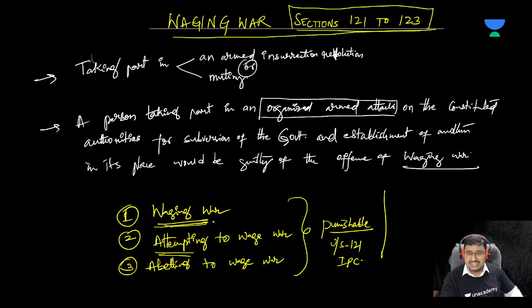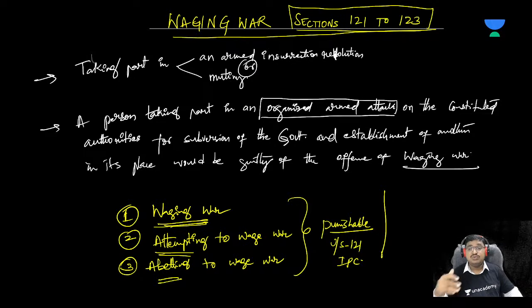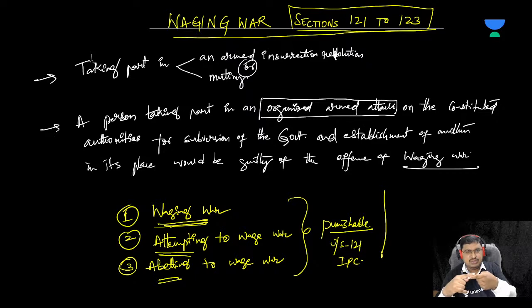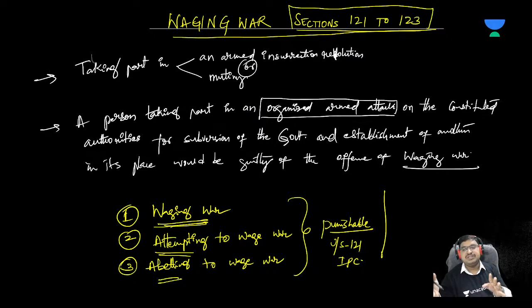Therefore, friends, waging war and also attempting to wage war both are punishable under section 121. Here, the person who abets to wage the war is also equally punishable as the person who wages the war or who attempts to wage the war. Therefore, the person who actively takes part in waging the war, the person who attempts to wage the war, the person who abets to wage the war, all the three kinds of persons are punishable under section 121 of IPC.